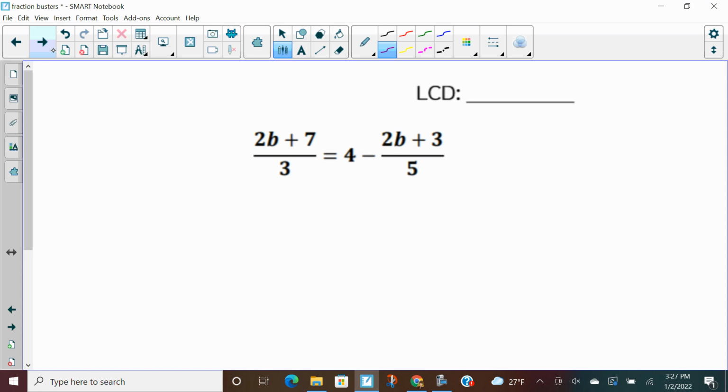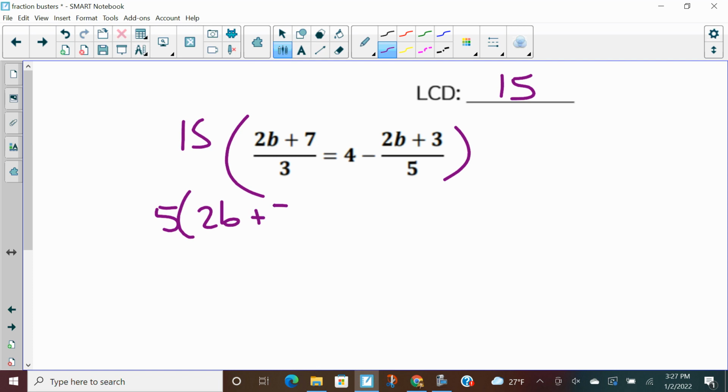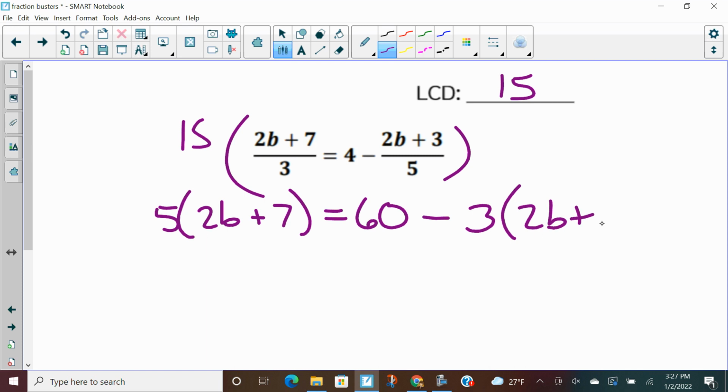Last example. So again, I want you guys to try to figure out the common denominator. In this case, it is 15 again. So then what would my new equation be? So 3 goes into 15 5 times. So I'm going to have 5 groups of 2b plus 7 equals 15 times 4 is 60. Minus, 5 goes into 15 3 times, 3 groups of 2b plus 3.